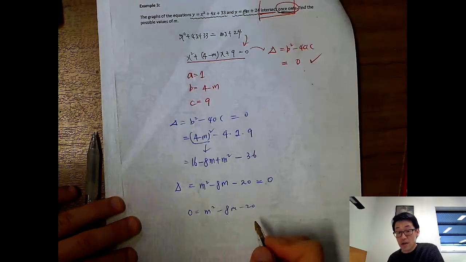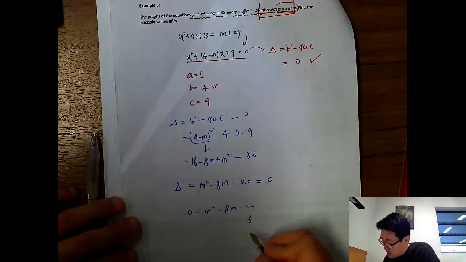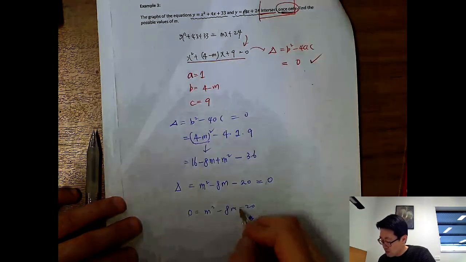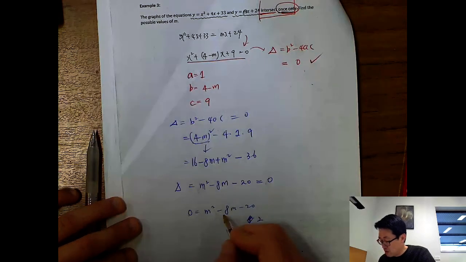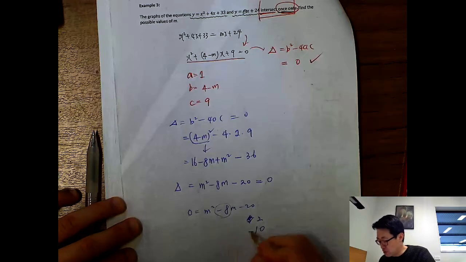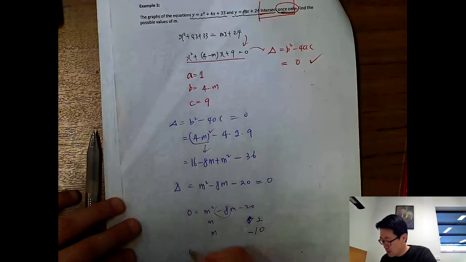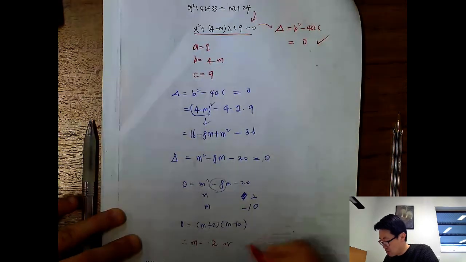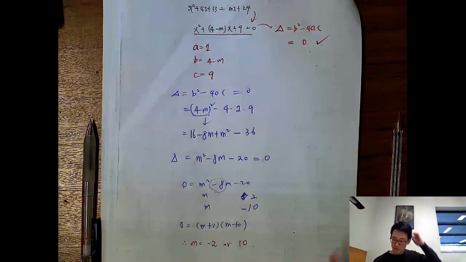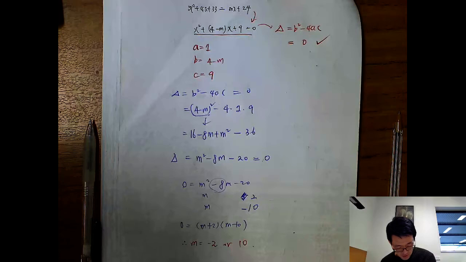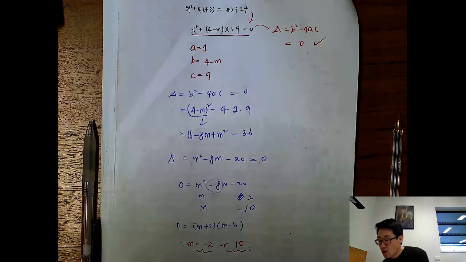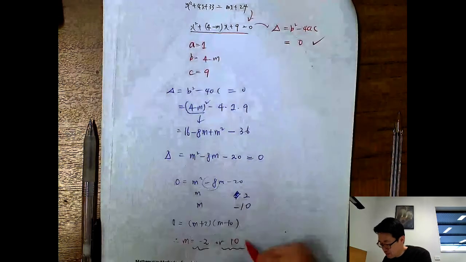To get m, factorize it. Because it's a 0. 2 times 10 is 20. But it's negative, so I have to put a negative. When we add it, it's minus 8, therefore I put the negative on the bigger number. 0 equals (m plus 2)(m minus 10). Therefore, m equals minus 2 or 10. Did you get that? The question says find the possible values of m, so we've done that.